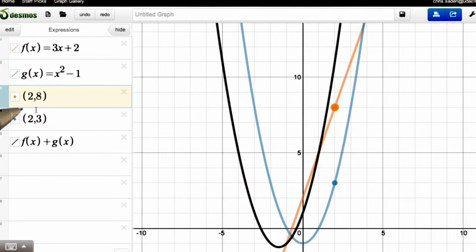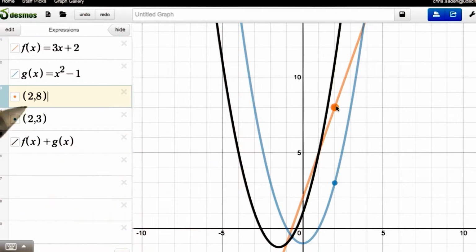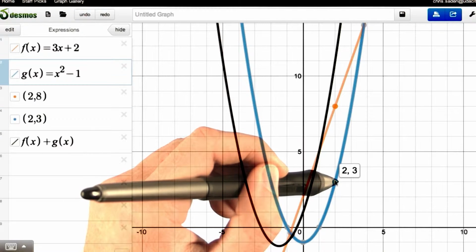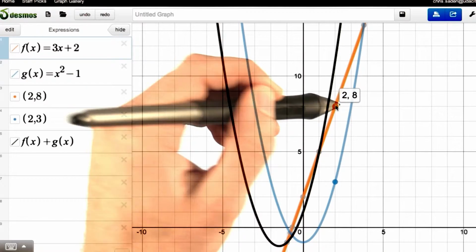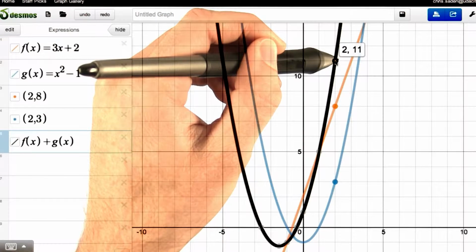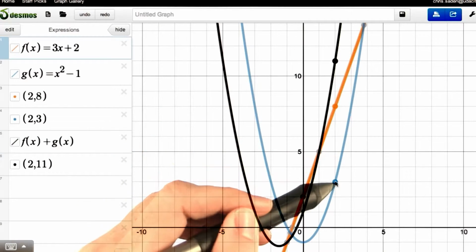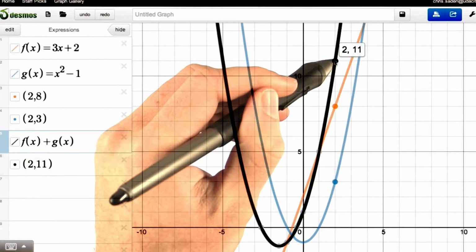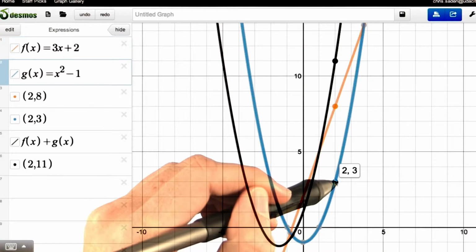And remember before that we took f of 2, which that y value was 8, and we added it to g of 2, and that y value was 3. When we add the y values together, here the value of 3, and here the value of 8, we get a new value of 11. Notice that the x-coordinate for each of these points are all the same. They're all 2. But the y value for this point comes from adding these two y values together.